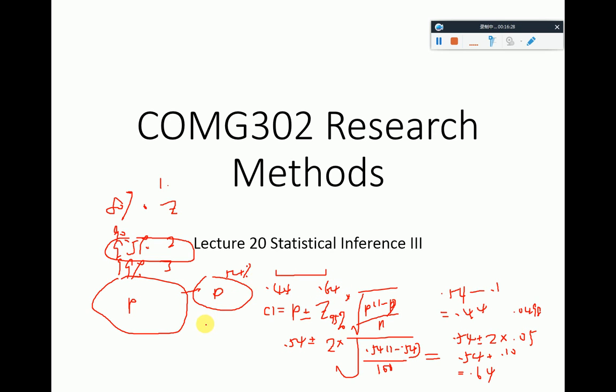That means if we draw 100 samples from this population, then for about 95 samples out of these 100 samples that we draw, these samples will yield a sample proportion that's going to be larger than 0.44 and smaller than 0.64, right? So that means 95 out of the 100 samples will produce a sample proportion that's bounded by this interval.